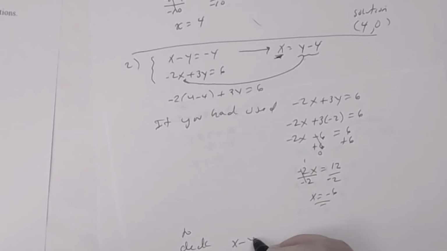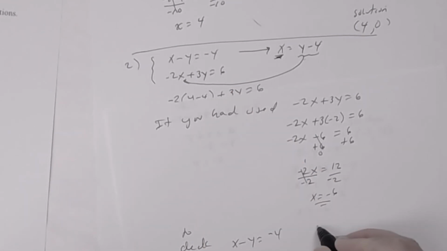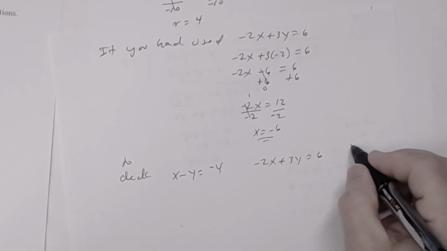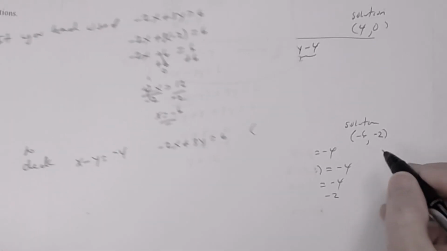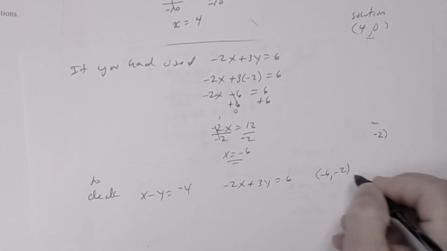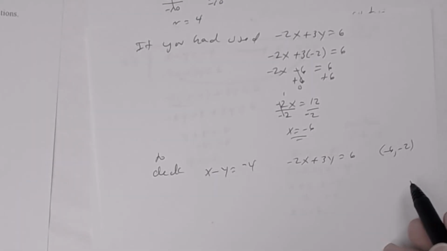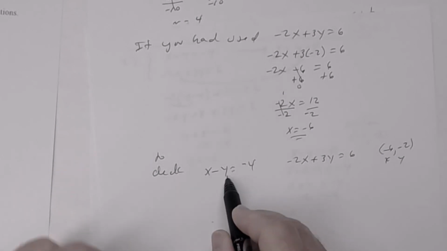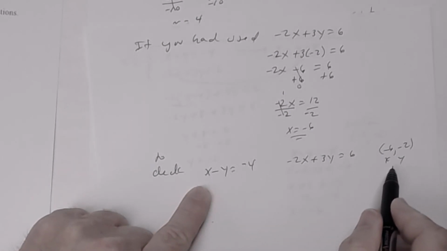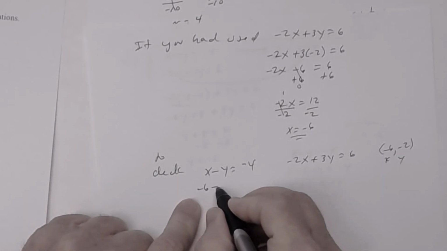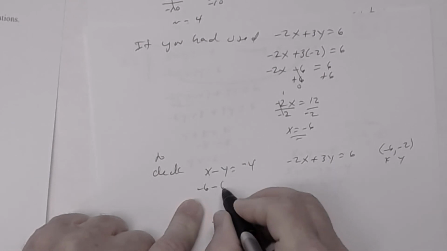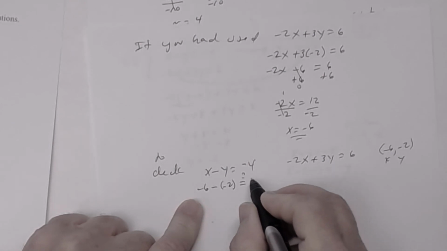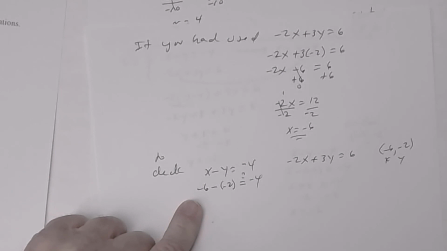So x minus y equals negative 4, and the other one is negative 2x plus 3y equals 6. And you're checking to see if negative 6, negative 2 is the solution. We're saying it is, and then we're just going to check it. So this is your x, this is your y. So we have x, which we know is negative 6, subtract y, which we're saying is negative 2, and I want to see if that's going to equal the other side, which is negative 4.